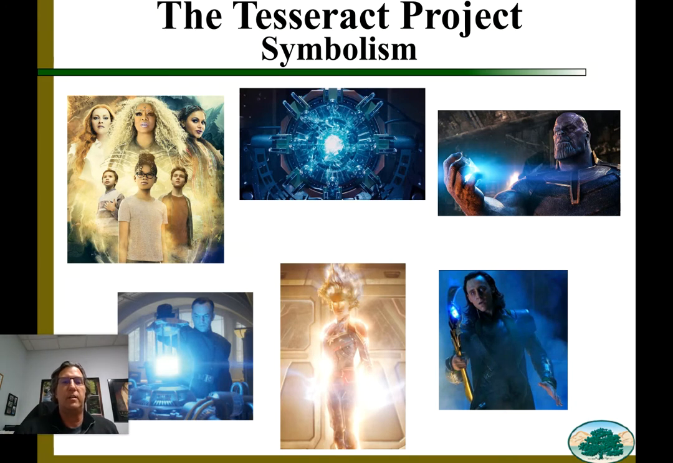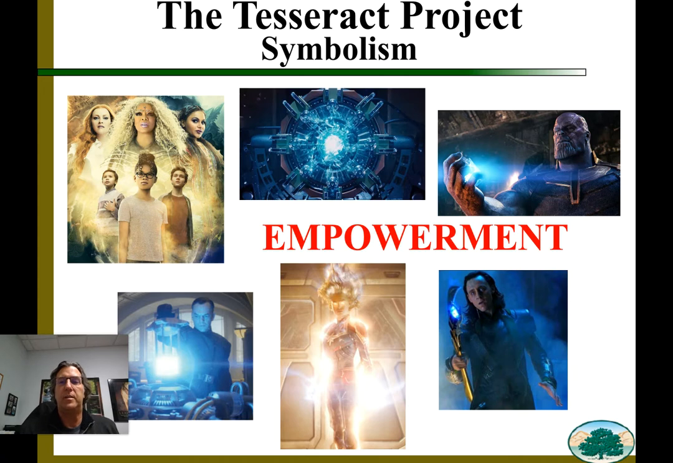And so the first symbol here, if you look at it, you see in the Marvel comics, there's this Tesseract that gives people tremendous power to influence the universe. And then also in A Wrinkle in Time, it had the power to actually pass through wormholes and pass through time. That's how they did time travel, through a Tesseract. So from these movies, we get this symbol, and that is the Tesseract offers us empowerment.